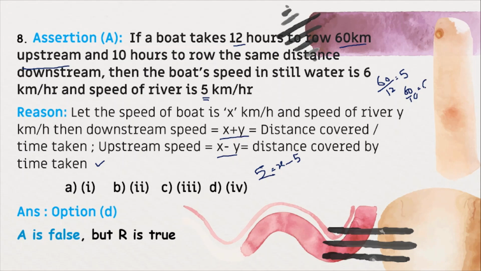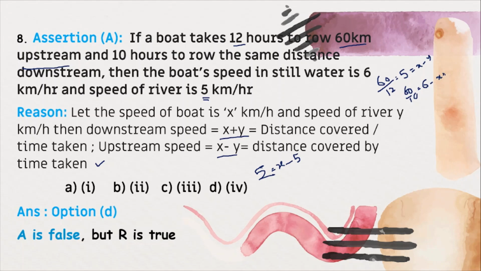You will get 6. So you add both, 6 plus 5. 5 plus 6 is 11. The speed is 11. But here, upstream speed, that is this 5 is upstream speed, this is x minus y, 5 equal to x minus y, this is downstream, so x plus y.